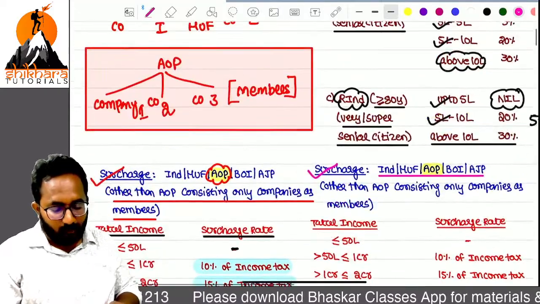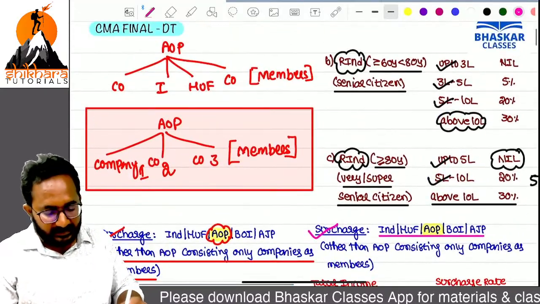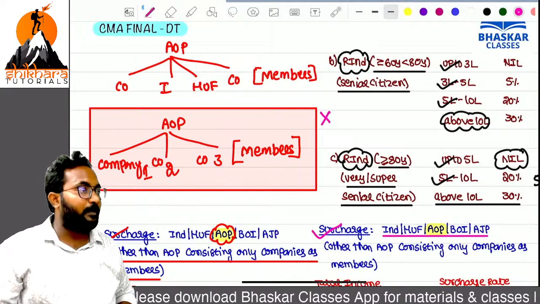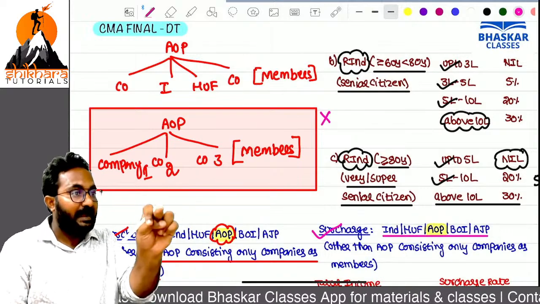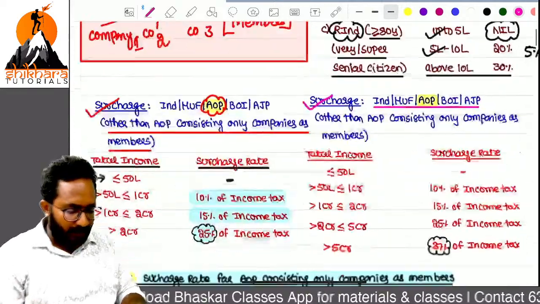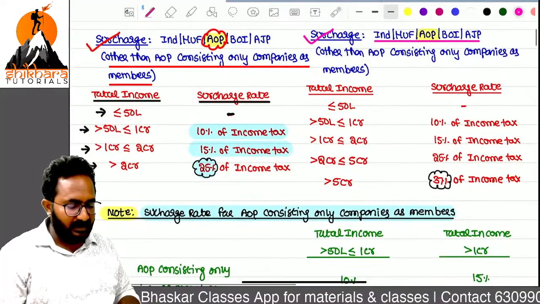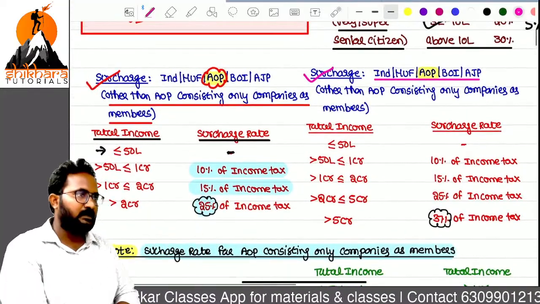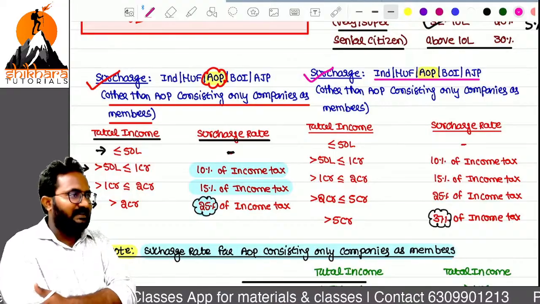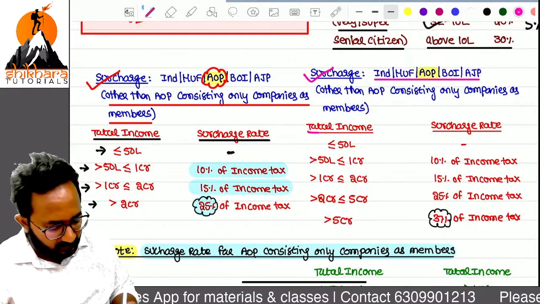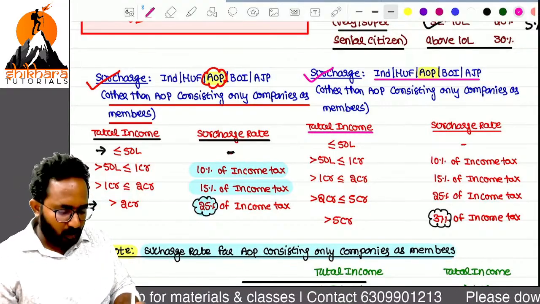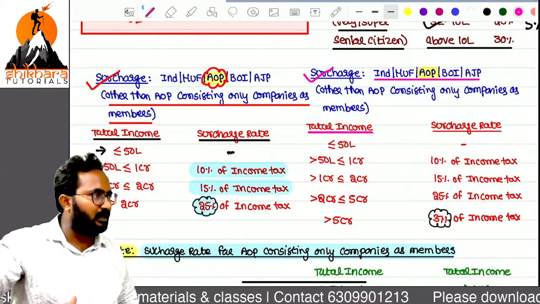But one AOP we have to exclude. Can you tell me what is that AOP we have to exclude? AOP consisting only of companies as members. That alone we have to exclude, and for the remaining persons we have to decide the surcharge. Here also, for knowing the surcharge applicability, what is the base we have to check? Total income. Whether you are poor or rich, that depends upon the total income only.